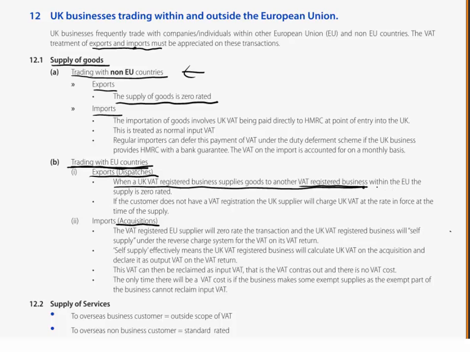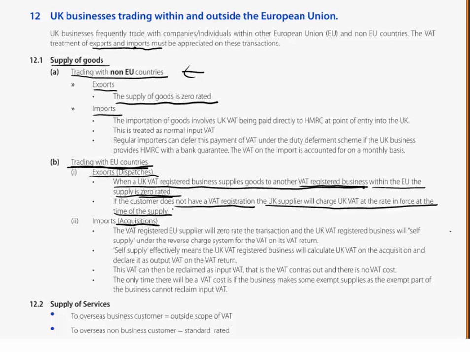Where a UK VAT registered business supplies goods to another VAT registered business within the EU, the supply is again zero rated. But if the customer does not have a VAT registration, typically of course members of the public here, then the UK supplier will charge UK VAT at the rate in force at the time of supply. So if that sale, if made to a UK customer, would have been a standard rated supply, then we'll charge standard rated UK VAT. So what does this mean?